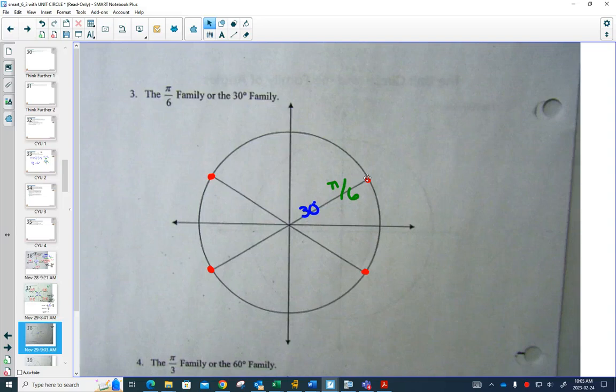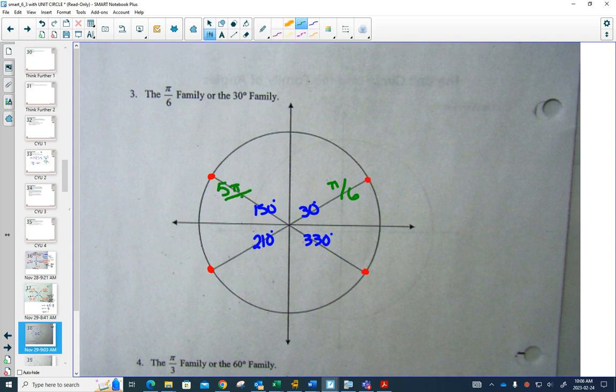All right, let's see how you did. Did you get in degrees 150 degrees, 210 degrees, and 330 degrees? How did you do in radians? Did you get 5 pi over 6, 7 pi over 6, and 11 pi over 6? Any questions on any of those?